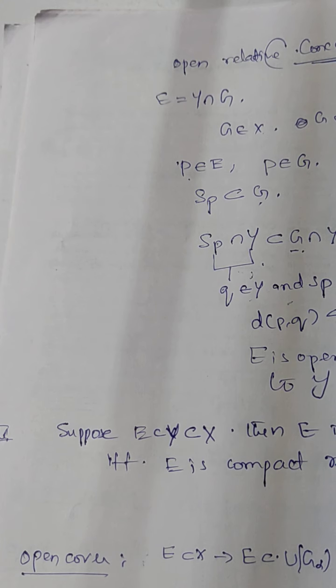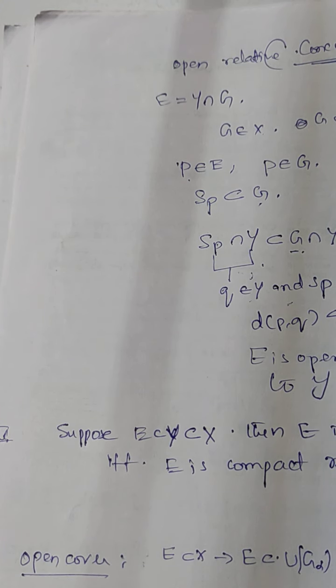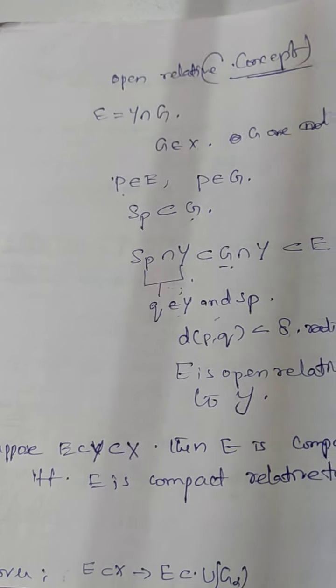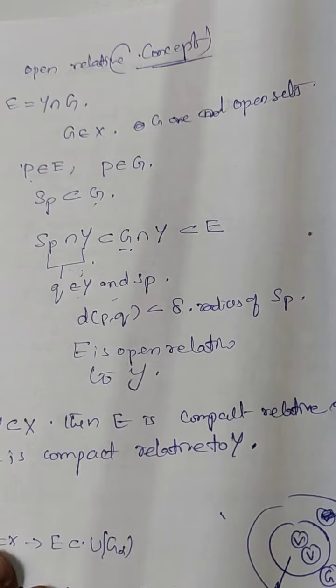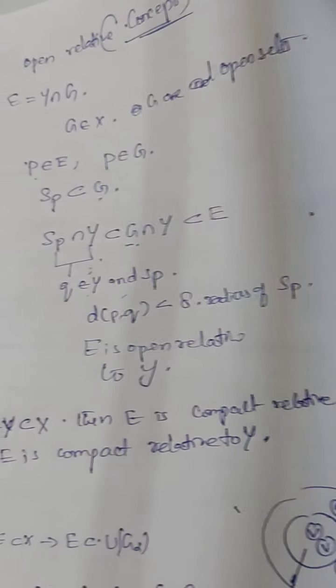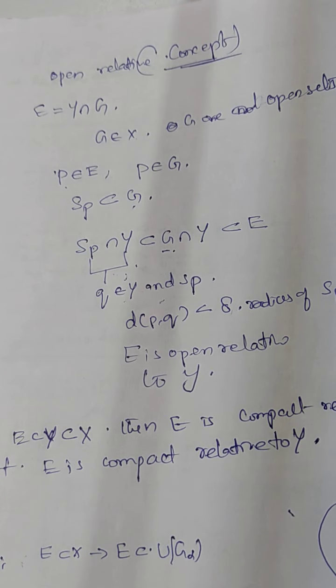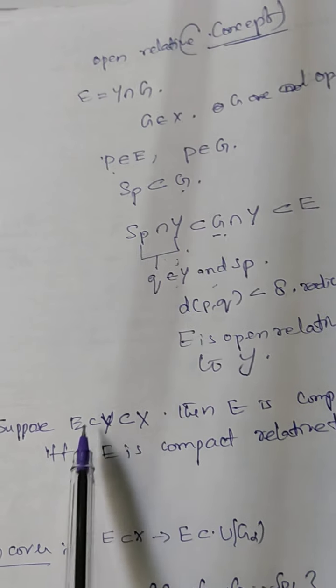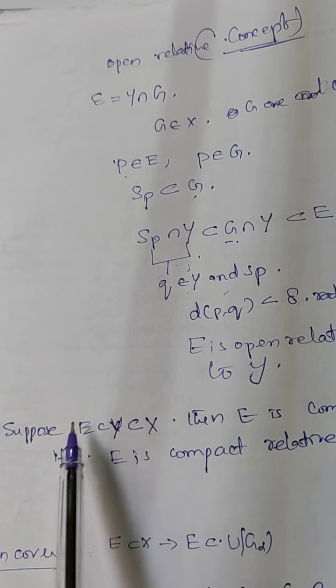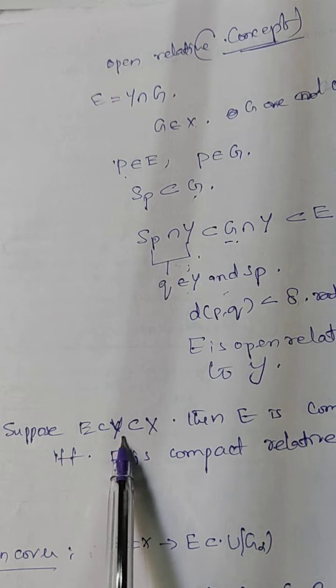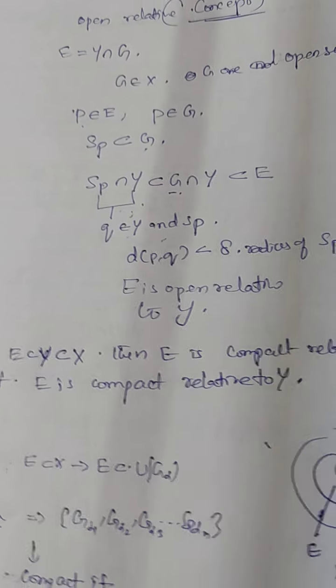Now the theorem says that suppose E is a subset of Y, which is a subset of X. Then E is compact relative to X if and only if E is compact relative to Y. Basically we are saying that E is compact relative to X if E is compact relative to Y. So it is easy to understand the concept.